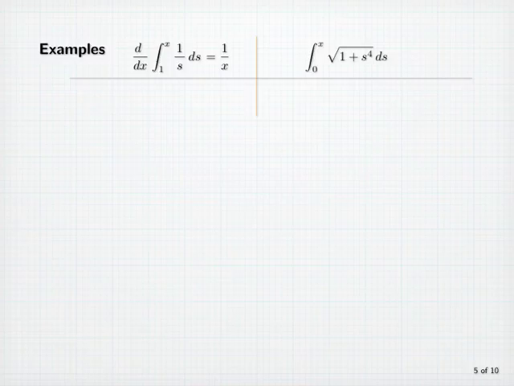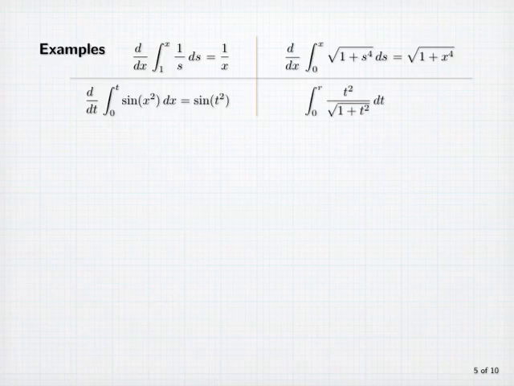The integral from 0 to x of the square root of 1 plus s to the fourth ds is a function of x, and its derivative with respect to x is just the square root of 1 plus x to the fourth. The integral from 0 to t of sine of x squared dx is a function of t. Notice here that x is the dummy variable of integration, so we can take the derivative with respect to t, and that turns out to be the sine of t squared.